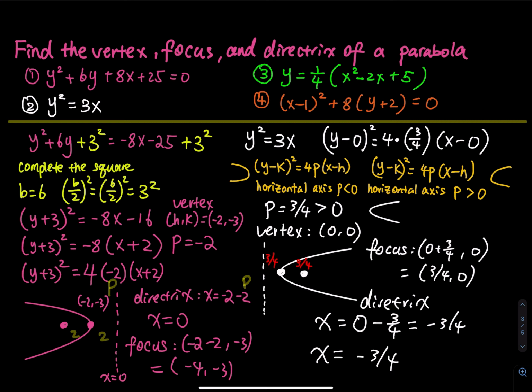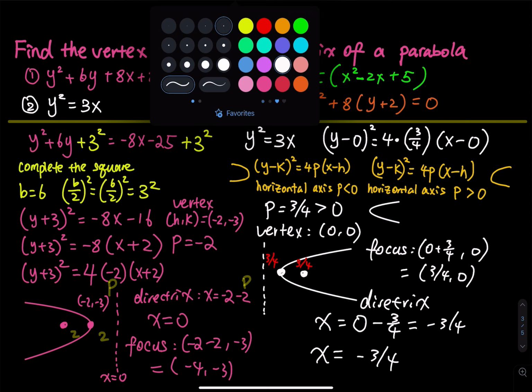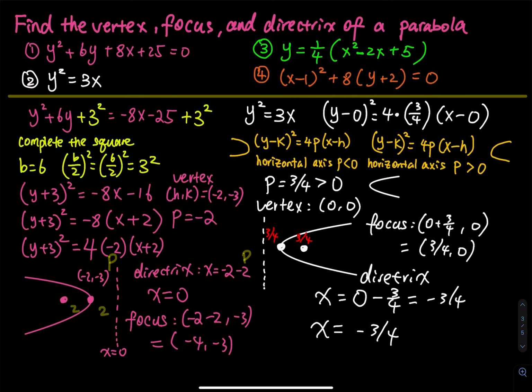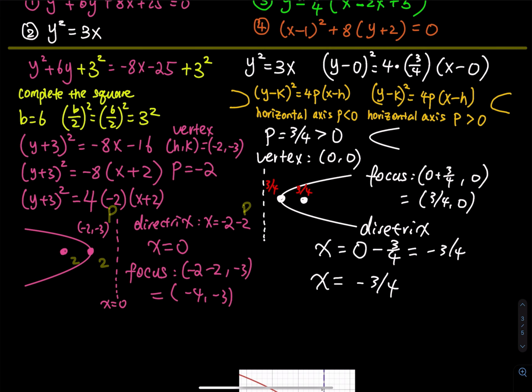We got the directrix, focus, vertex, and the standard equation. And this is the end of the second problem. Moving on to the next problem in green. So you see the number 3 in green. Let me copy the problem for you so you don't have to look back and forth. So that is y equals 1 over 4 times x squared minus 2x plus 5.